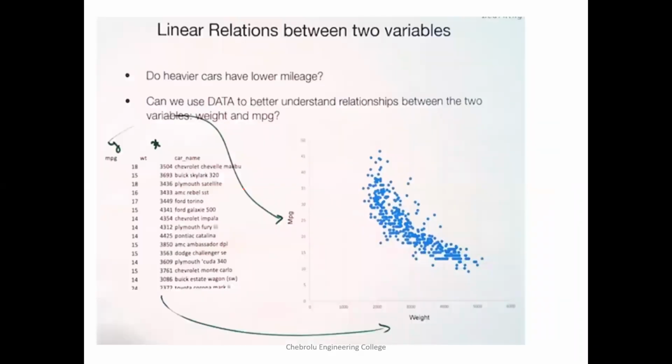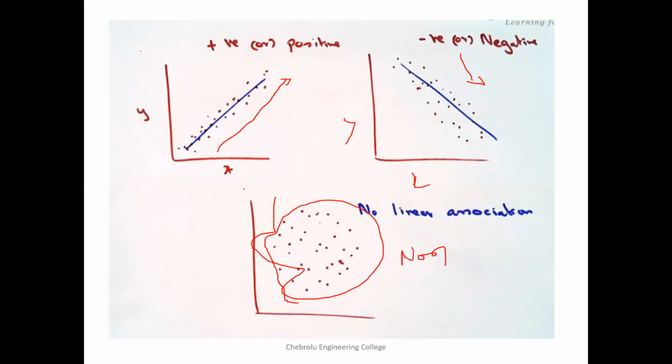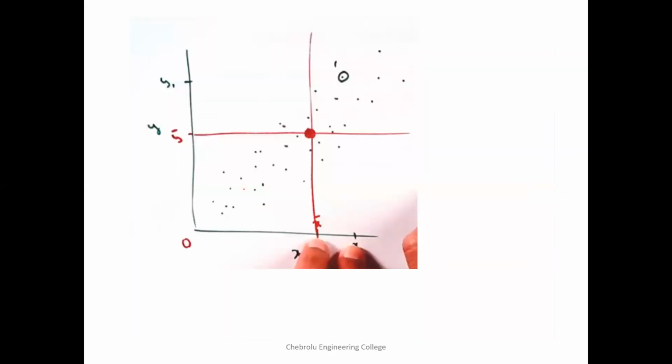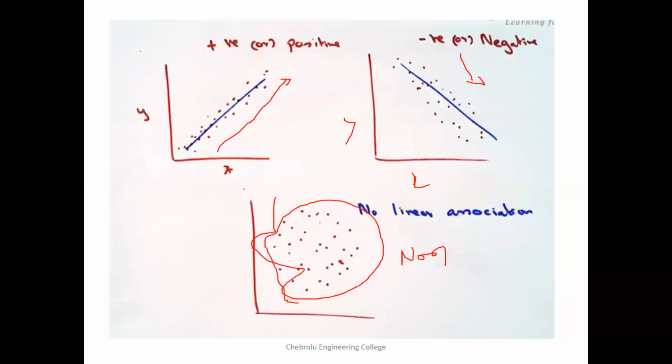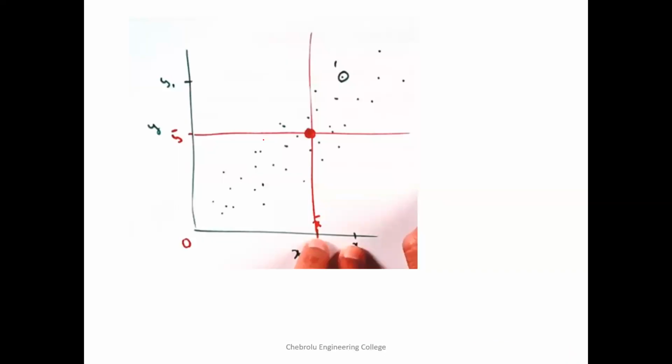So this is a real graph, my dear friends. And this is our understanding: positive relation, negative relation, and no relation. Let us see how to calculate variance, and what is meant by variance and covariance. For example, take a positive relation.